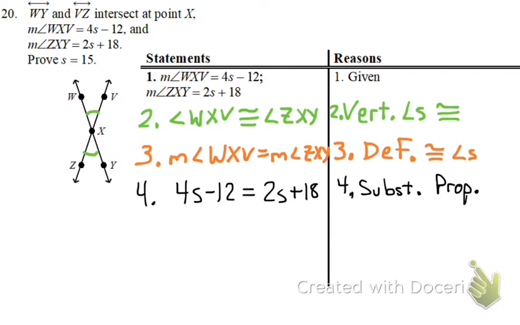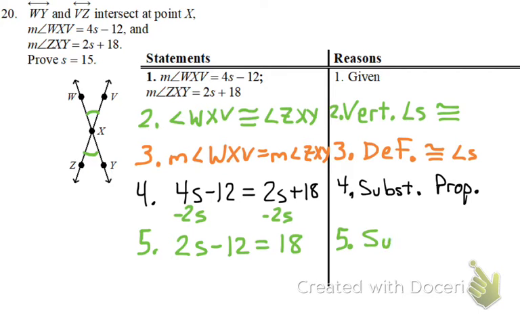We've got variables on both sides. Let's get those variables together by subtracting 2s from each side. And so we'd have 2s minus 12 equals 18. It was subtraction property of equality that allows us to subtract the same number from each side, or same expression.